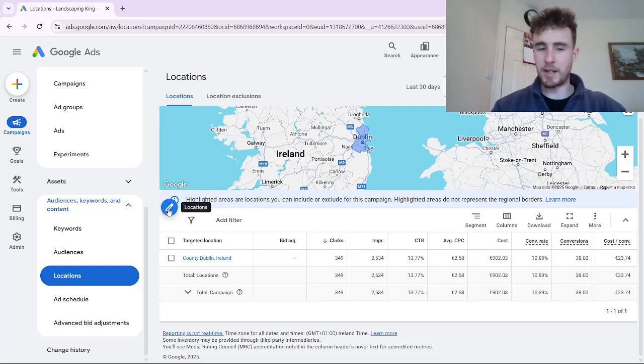And we have a separate video on making sure that your location targeting is set up correctly on the channel if you'd like to check that out. But it is really simple for the most part.